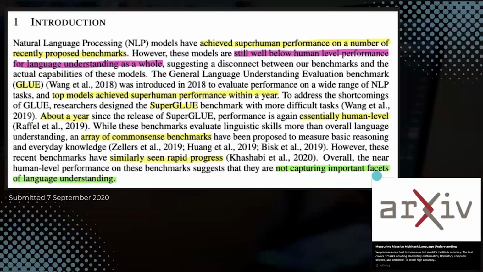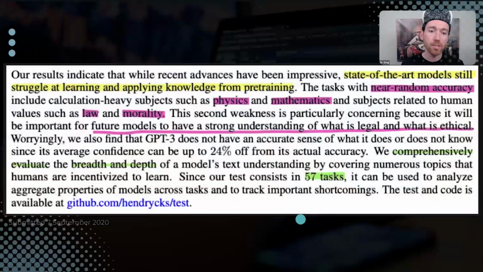And they were like, well, it's really hard to capture general understanding. We don't have a good benchmark. So let's create one that consists of basically every major at the university, 57 different types of tasks from A to Z, from physics and mathematics to law and morality. We want to have a holistic picture of the world here.